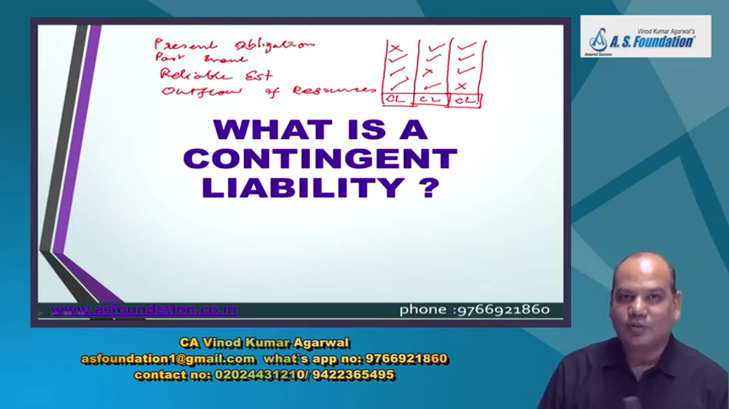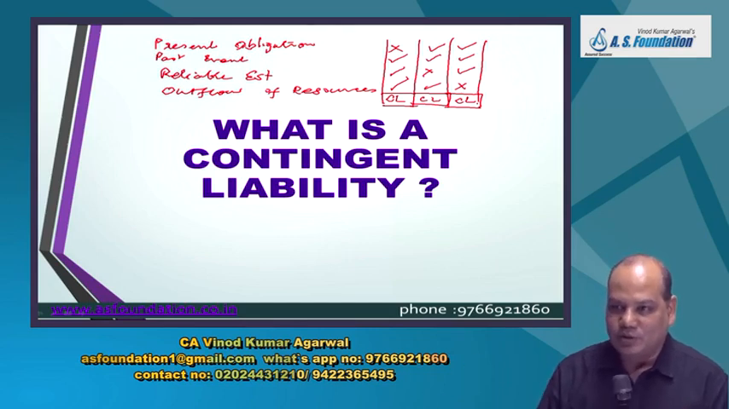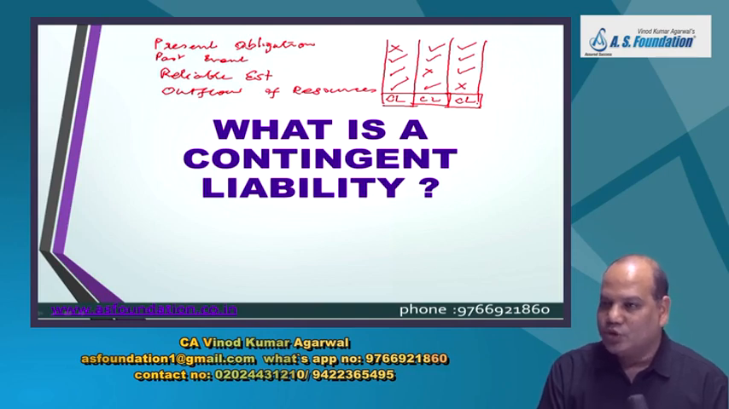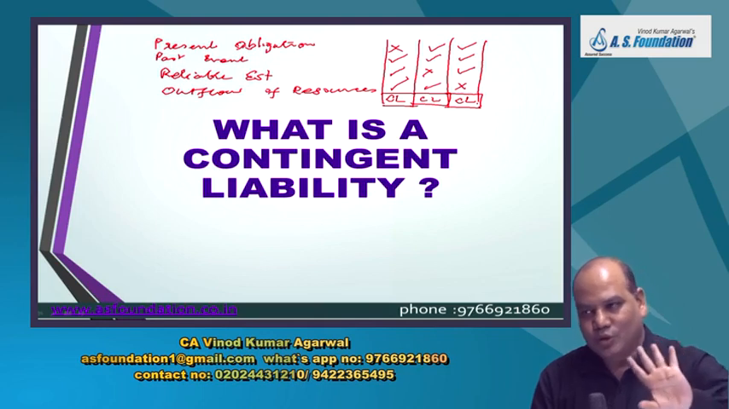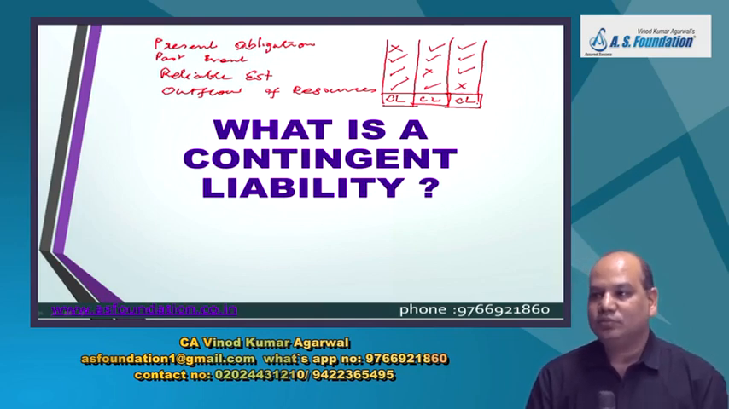Outflow of resources is remote means there is no chance that you will have to make any payment to anyone. Okay, then don't even disclose it as a contingent liability. When there is almost zero probability that you will have to make the payment, because somebody else may have taken the entire responsibility of making the payment, you don't need to even disclose it as a contingent liability. But normally we insist the client companies disclose at least.